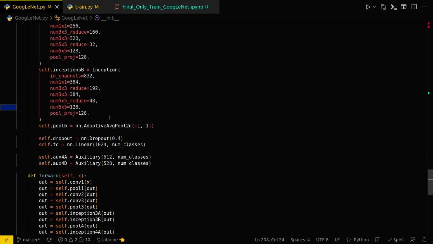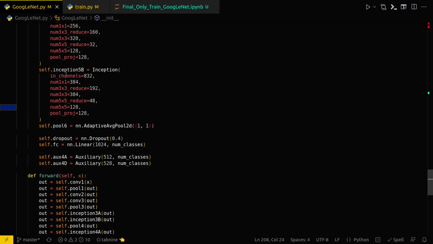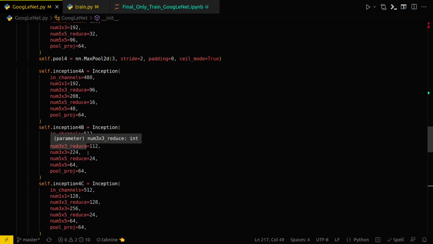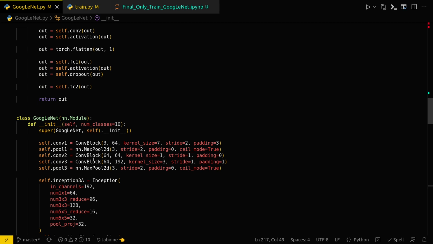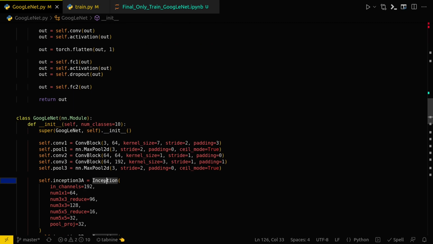And after all the 9 Inceptions, the last Inception was 5B. This is the 9th Inception, and so I have the last one here as well. After that, I have a pool layer, dropout layer, fully connected layer, and then my 2 auxiliary layers, aux4a and aux4d. Remember, all of this was implemented with the conv block, which has an end or sequential, and the Inception class as well has the conv block under the hood.